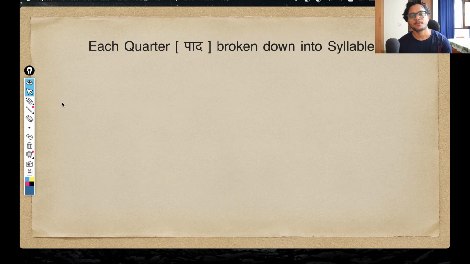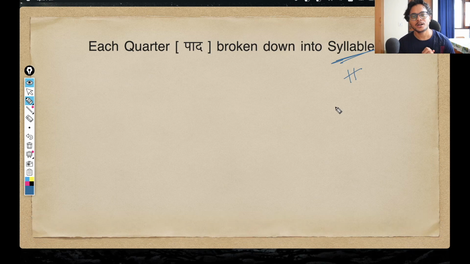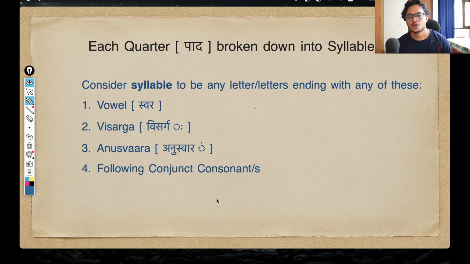Then the next step is, each quarter or each pada should be broken down into syllables. And this is the important thing, because syllables are not equal to the letters, what we call in Sanskrit akshara. Akshara and syllable are not the same. Don't confuse them. In Sanskrit, what do you call a syllable, what is the guideline? I've written it down, and we'll also apply it practically in the example.